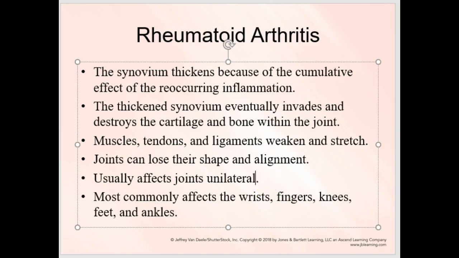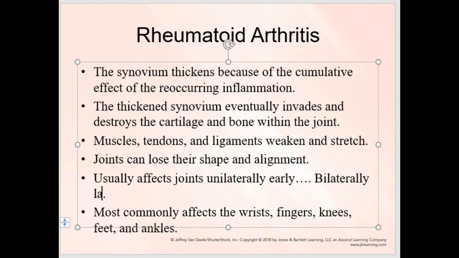I disagree with this. Me and this book respectfully disagree. It's usually going to be bilateral. You're usually going to see it in both hands. You usually see it in both wrists. I guess maybe they mean unilaterally initially. As it progresses, you're not going to have patients that have those deformed hands on one side. That's usually going to be on both sides. I would say unilaterally early, bilaterally later. There we go. That's a good compromise.